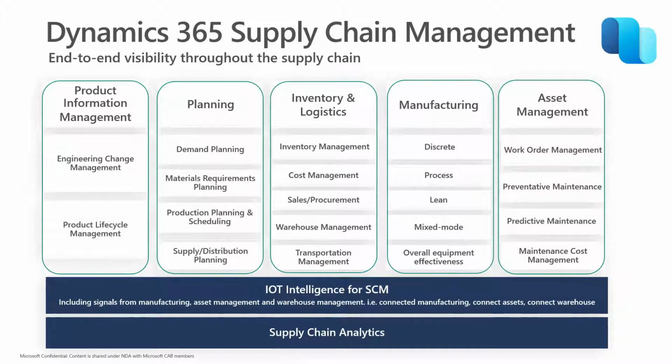So in these areas, we have different functionality. For example, product information management covers engineering change management, product lifecycle management, planning that we're going to cover today, some new functionality. Inventory logistics has advanced warehouse management, transportation management. Manufacturing, we cover different modes of manufacturing in terms of discrete, process, and lean, and specifically asset management, in which case you'll see today used with guides. Underlying that, we have IoT intelligence, and that's incorporated, for example, in our manufacturing, and you'll see that covered today as well.